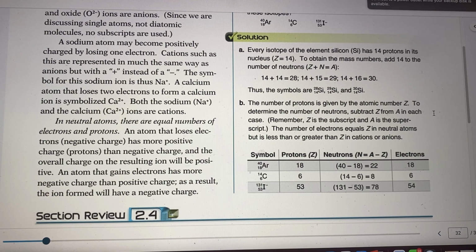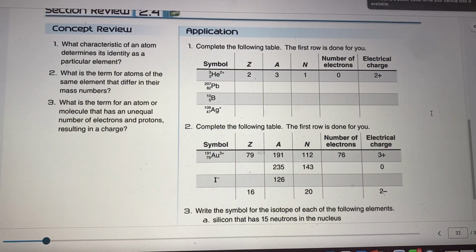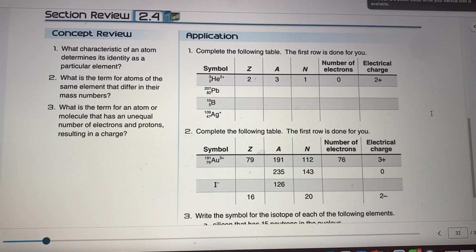So let's go on. Let's go on to the section review here. See if I can do this quickly.